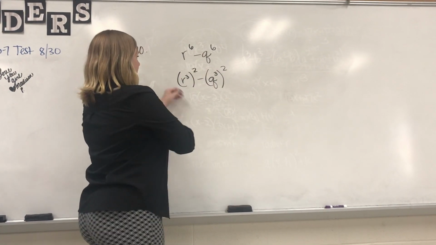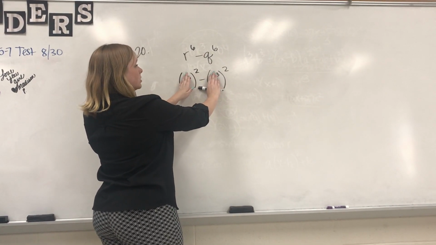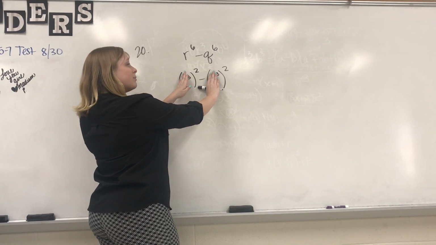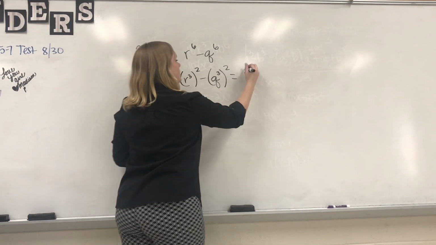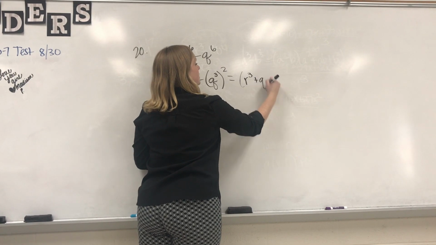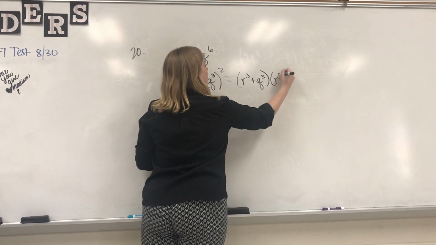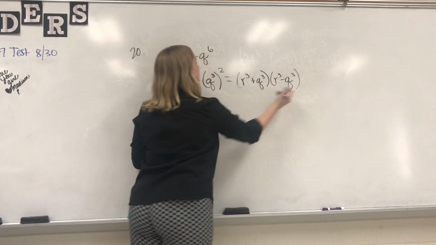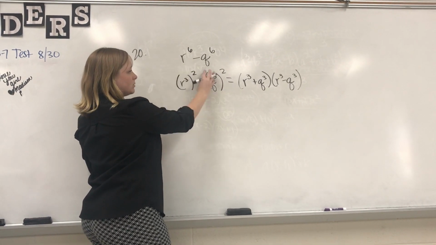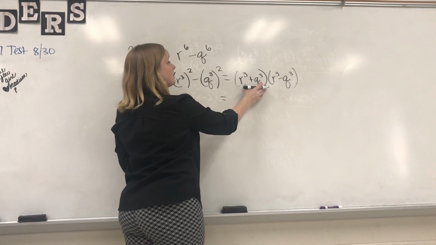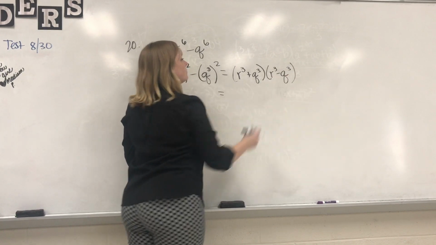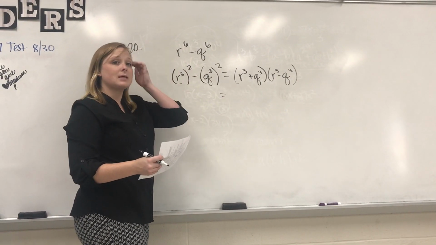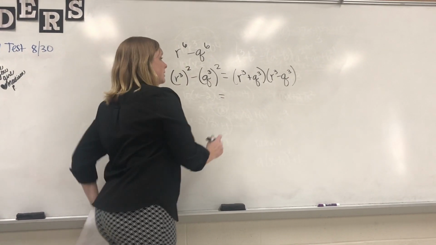So I now have a difference of squares, which we looked at earlier. A plus B, A minus B. In this situation, this was my A, this was my B. Now I've got the sum of cubes and the difference of cubes. Remember, they factor exactly the same. The signs are the only part that's going to change.